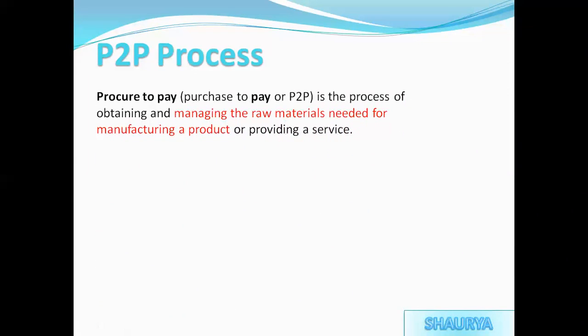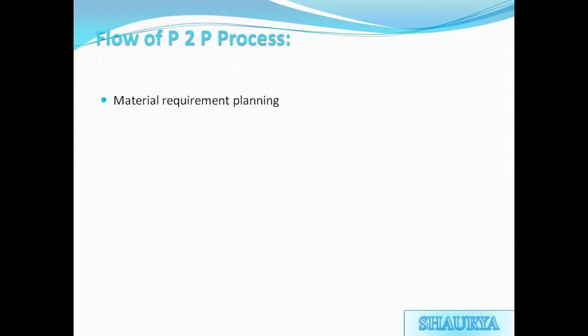Procure to pay is the process of obtaining and managing the raw material needed for manufacturing a product or providing a service. Next, the flow of the P2P process, or we can say the P2P cycle. There are a lot of steps in the P2P cycle, so I'll explain each step with a practical example.